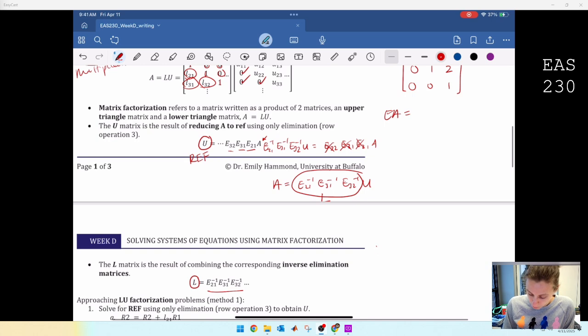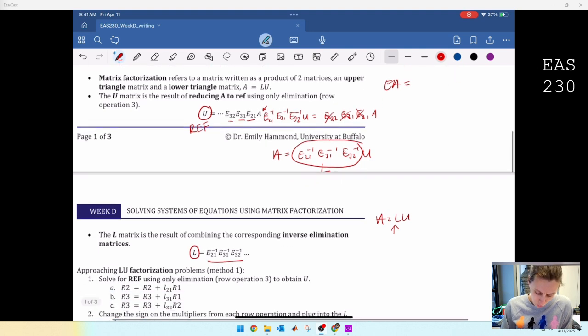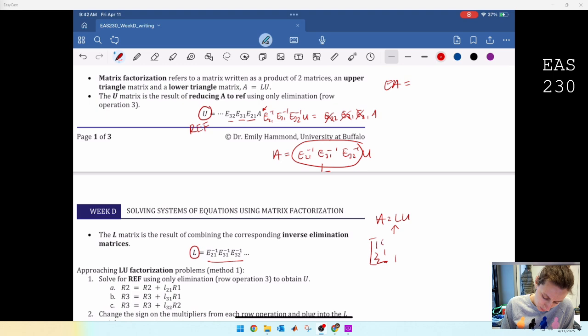So that means A can be broken down into L times U, where L is a lower triangle matrix. So it's got ones along the diagonal, it's got values down here and zeros over here. U is an upper triangle matrix. It's got zeros down here and values over here. This is REF. And this represents how I got there.